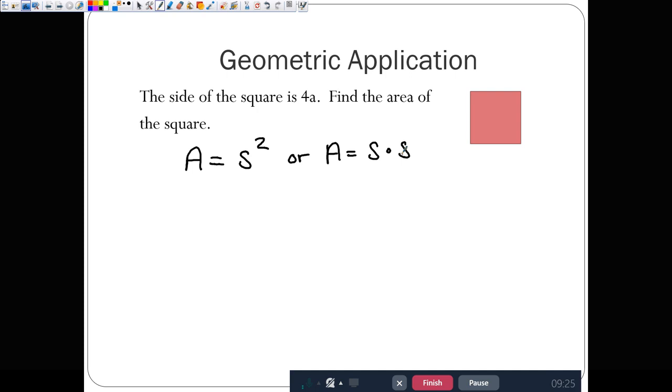So if we did that, area equals side times side, let's just do that, it would be 4a times 4a, right? And then we multiply our coefficients, the numbers out front, so 4 times 4 is 16, and then what is my exponent here? 1. So 1 plus 1 is 2. So that becomes 16, and then a squared. That would be my area.